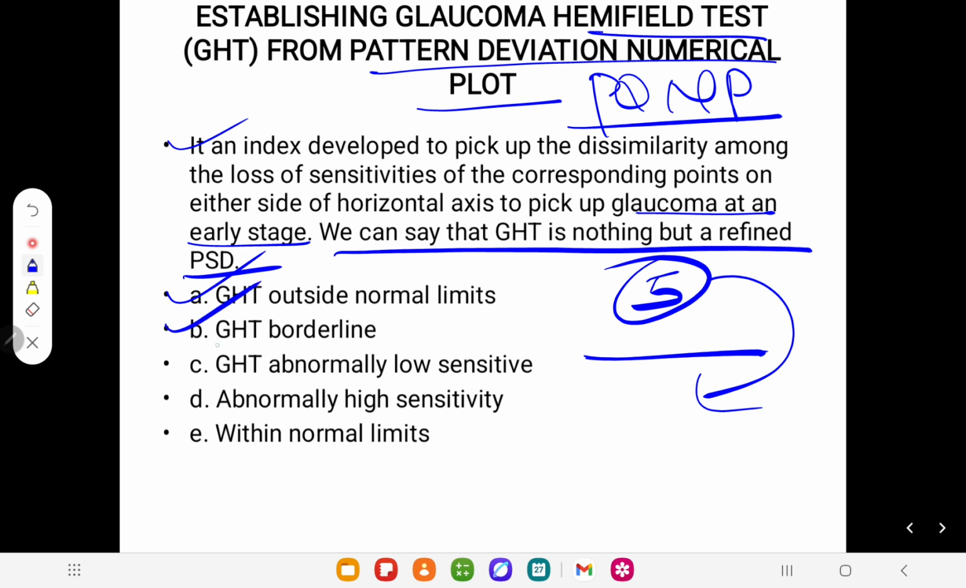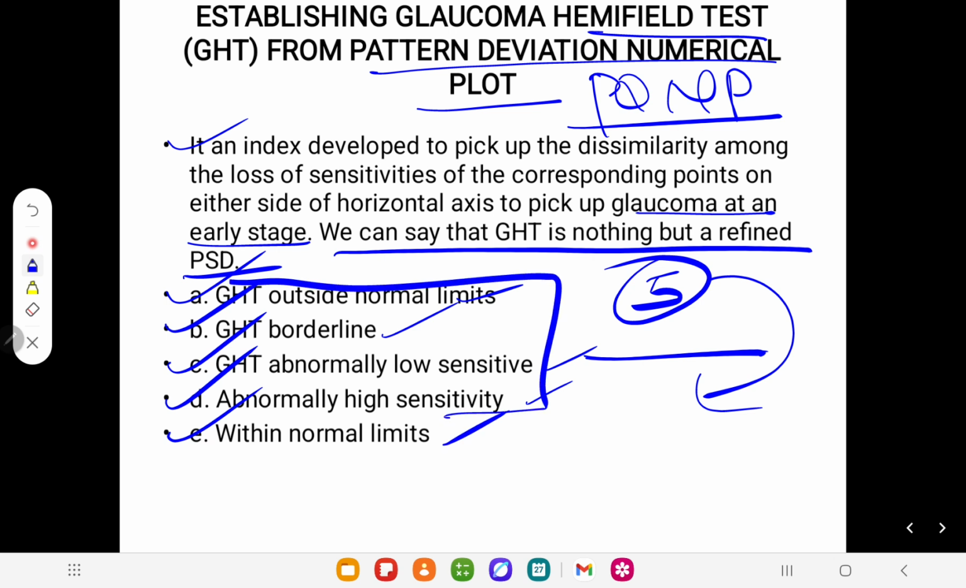So there are five things that can happen in this analysis, isn't it? In the glaucoma hemifield test, there is outside normal limits, borderline, abnormally low sensitivity, abnormally high sensitivity, and within normal limits. If these four things are not there, then it will be within normal limits.